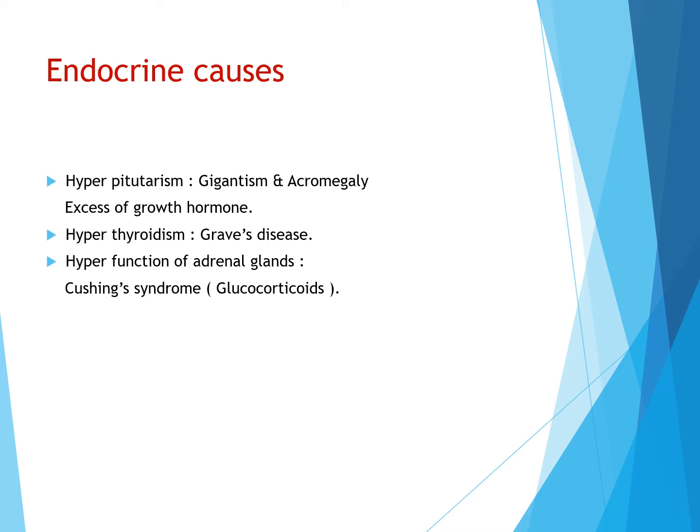Or even in hyperthyroidism, Graves' disease, there can be development of diabetes. Also, too much secretion of glucocorticoids because of the hyperfunctioning of adrenal glands can also be a cause for diabetes. So, excessive functioning of the pituitary, the thyroid gland, or even the adrenal gland can also be the reason of diabetes, of high blood sugar levels.